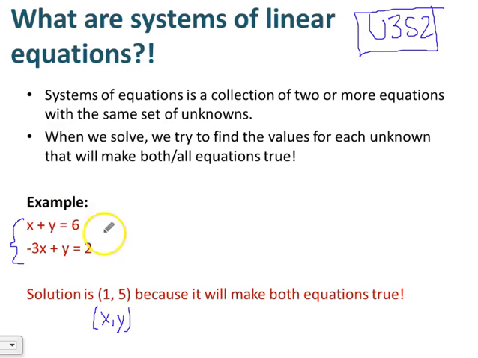So let's plug it in and make sure that that works. So my x would be 1 and my y would be 5. So my first equation is x plus y. So I'm going to substitute in 1 plus 5. It equals 6. So that's a true statement.